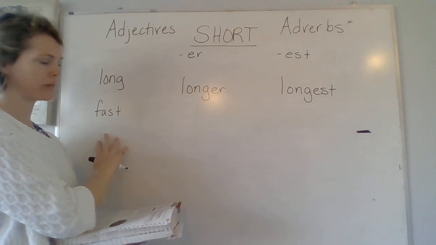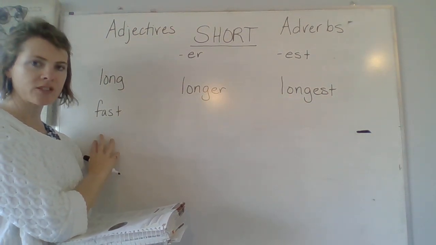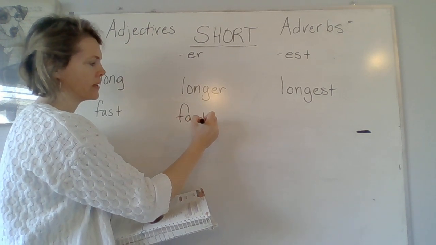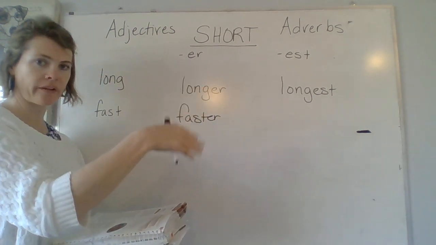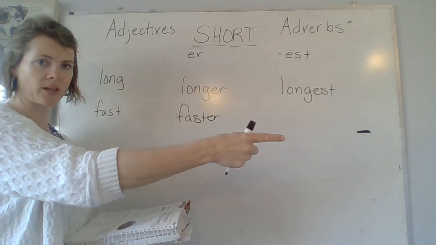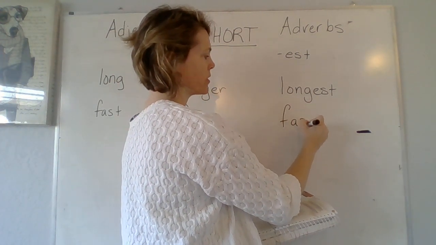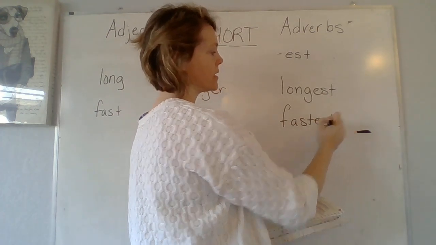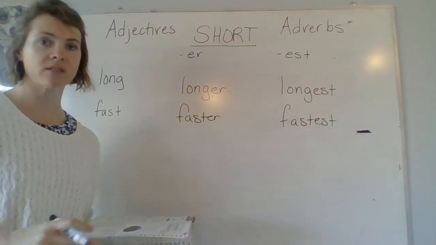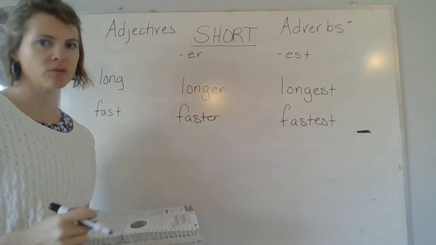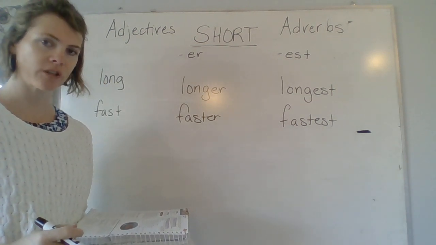And the same with the adverb fast. Fast, when you're comparing two things, becomes faster. Like she is faster than I am. There's two things, she and I, that we're comparing. But it becomes fastest when you're comparing more than two things. Like she is the fastest of everyone in the class. That's way more than two people, so we have to use fastest instead of faster.